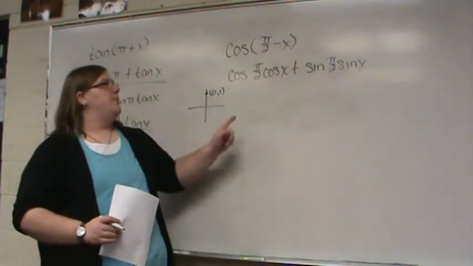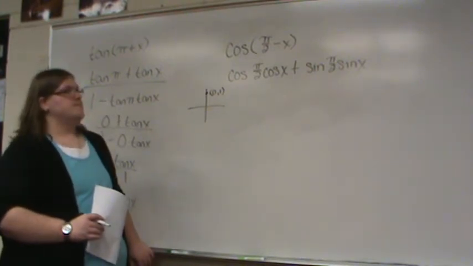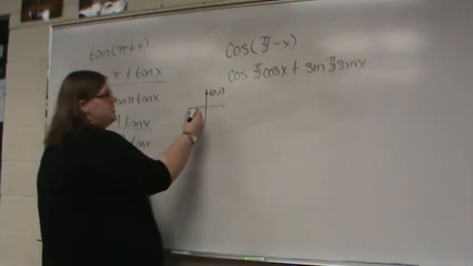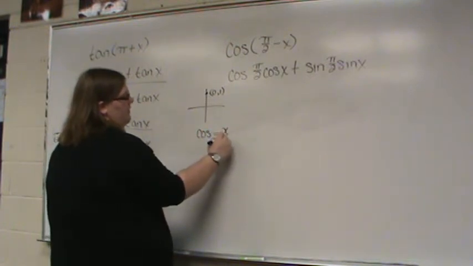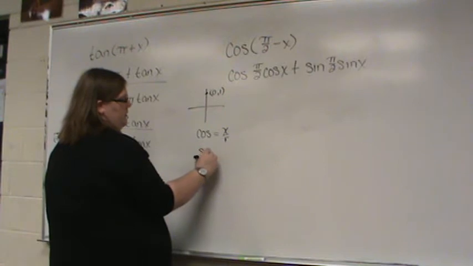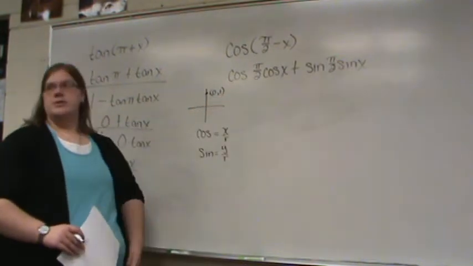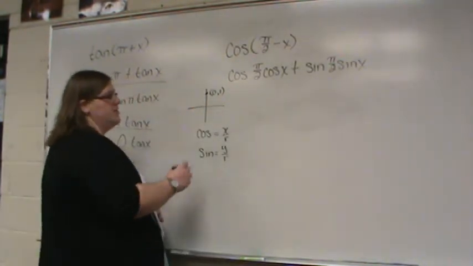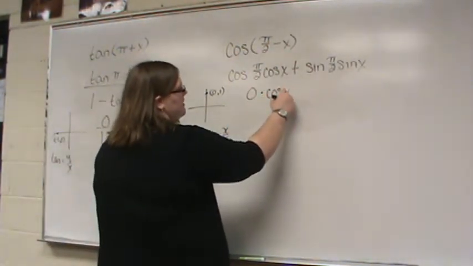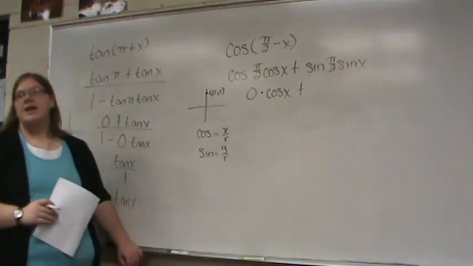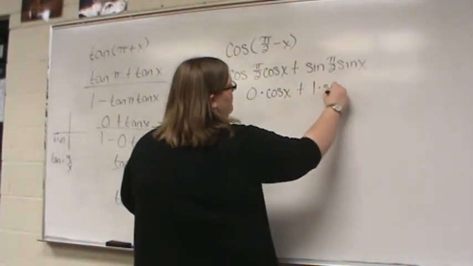So if we want to find the cosine of pi over 2, what's the cosine of pi over 2? Well, it's x over r. So cosine equals x over r, and then what did sine equal? Y over r. So then our cosine of pi over 2, what's our x value at that point? 0. So we have 0 times cosine of x plus our sine of pi over 2 is 1 times sine of x.